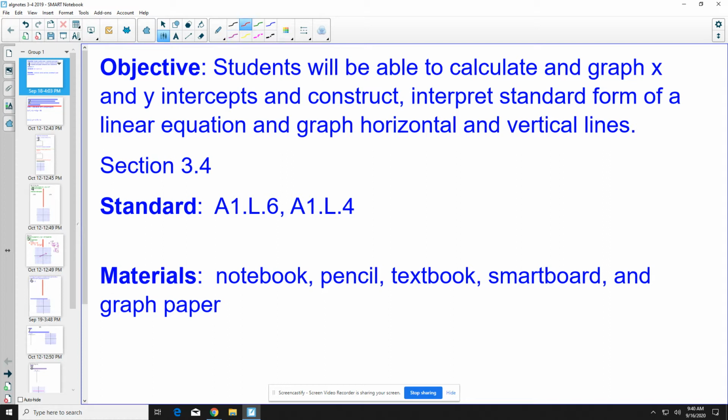Can you please get your notebook out? You also need a piece of graph paper and your pencil. So pause this video while you find your notebook, your graph paper, and your pencil, and then hit play.